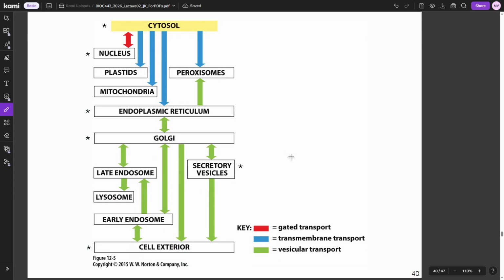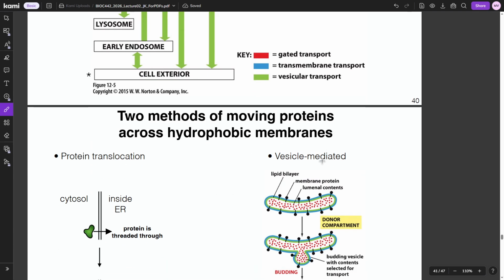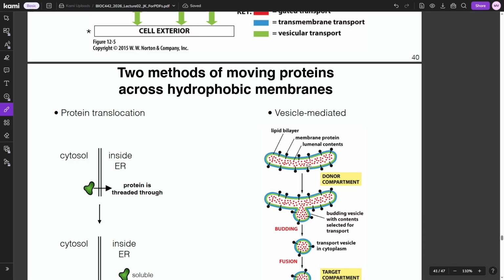So I'm not going to go over all this. This is not super necessary. There's just a lot of random stuff here that's not super important. This is a very simple way of talking about it.